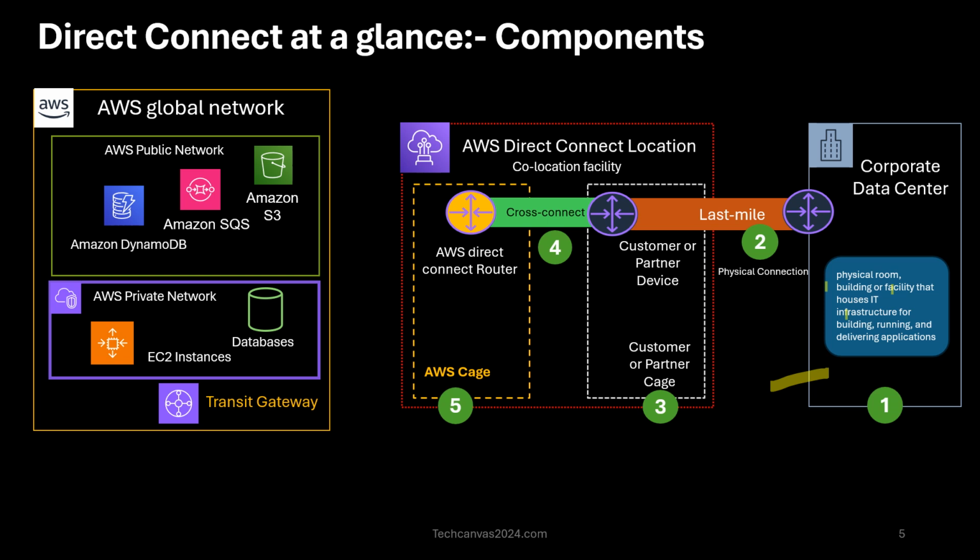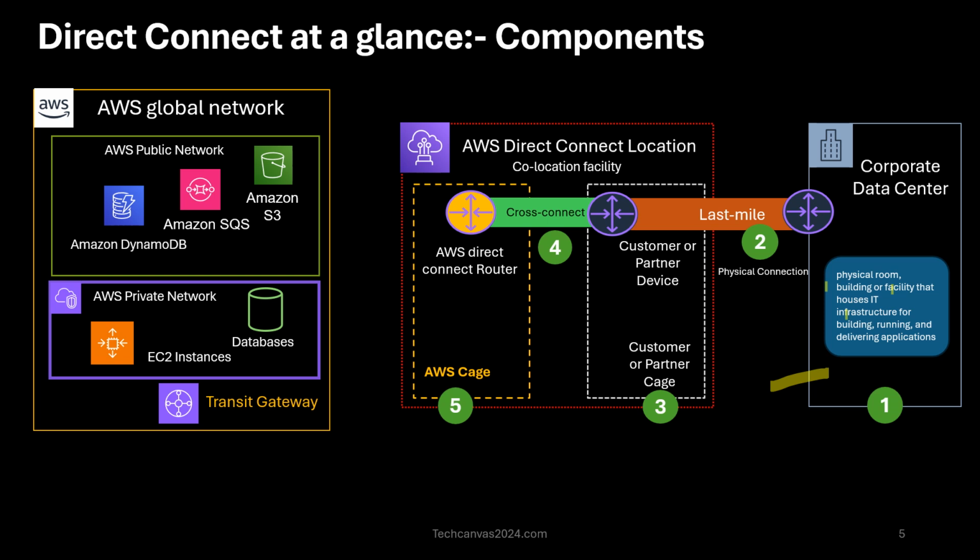The corporate data center is basically the place where your company's servers, storage, and networking equipment are placed and running in the best possible way, right? This location can be in your own premises or it can be a colo location. The number two is the Direct Connect location. This Direct Connect location is provided by a Direct Connect partner.